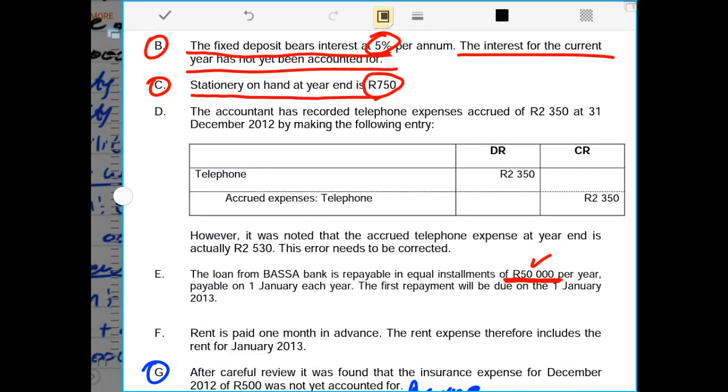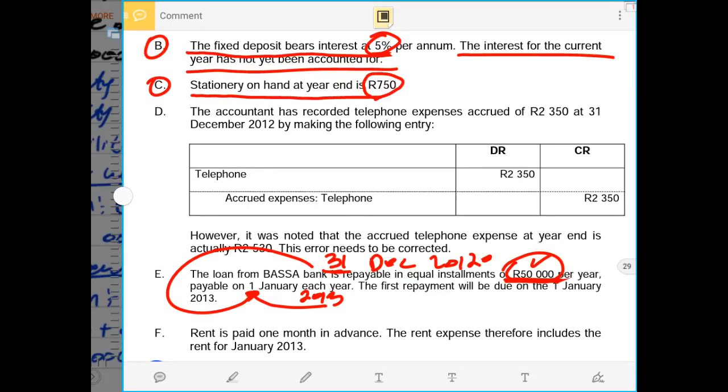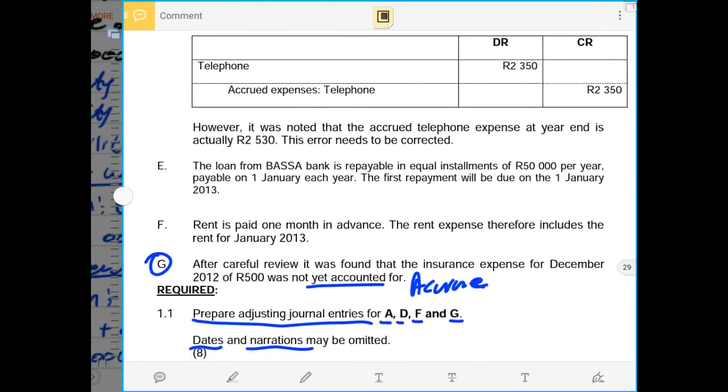This is because the next 50,000 will be paid on the 1st of January 2013, and we are doing the books. Remember, the books are for the 31st of December 2012, and 1 day after the 31st of December 2012 becomes the 1st of January 2013. That means 1 day after, a payment of 50,000 will be made, and anything that is paid or payable in a period less than a year becomes a current liability. That is why the 50,000 appears under our current liabilities.